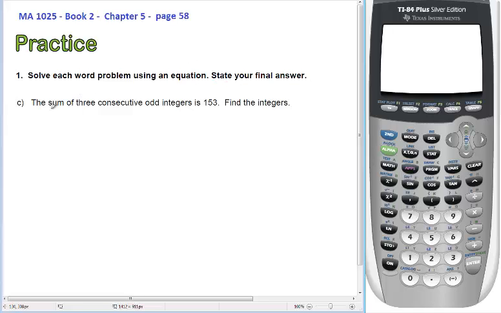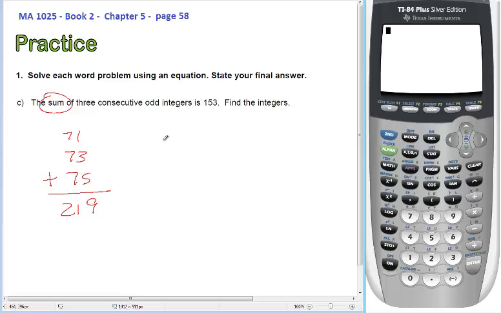The problem reads, the sum of 3 consecutive odd integers is 153. Find the integers. Now we could do this without any equation, but it's asking us to use an equation, so we have no choice. I mean, we could say, okay, I'm going to add 71, 73, 75. There's 3 consecutive odd integers. If I add those together, which sum means add, that's 219.